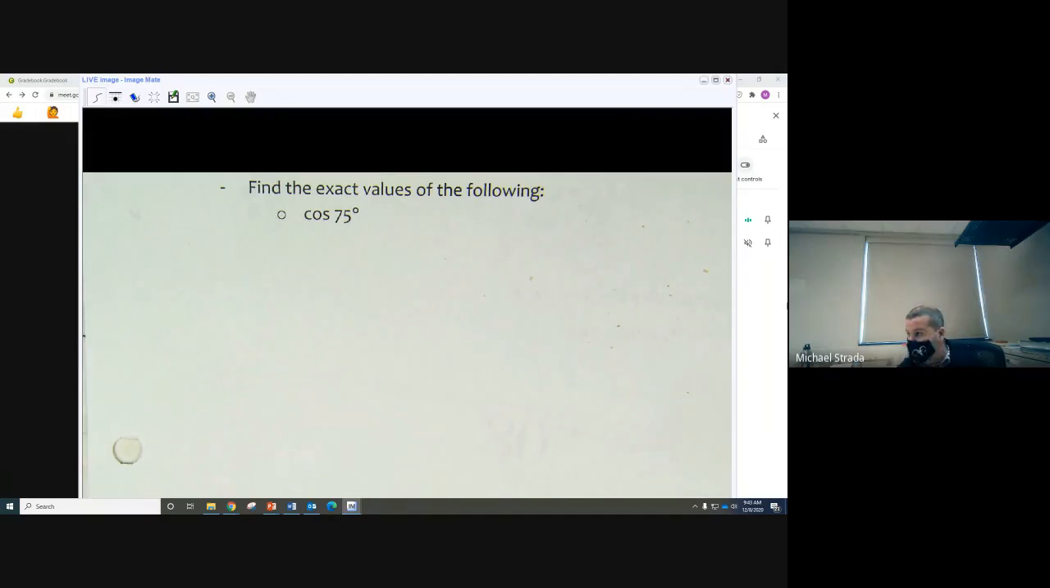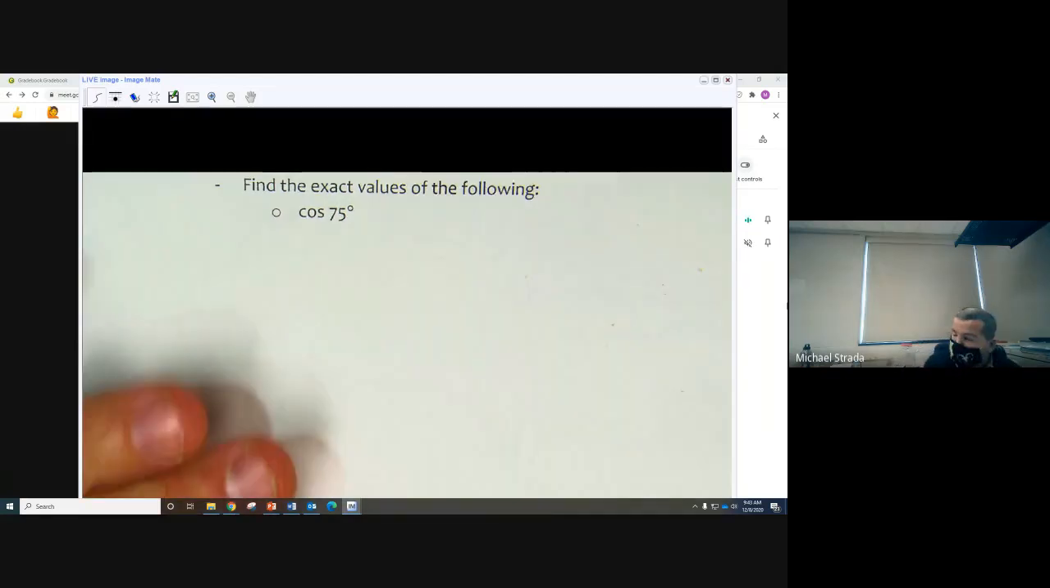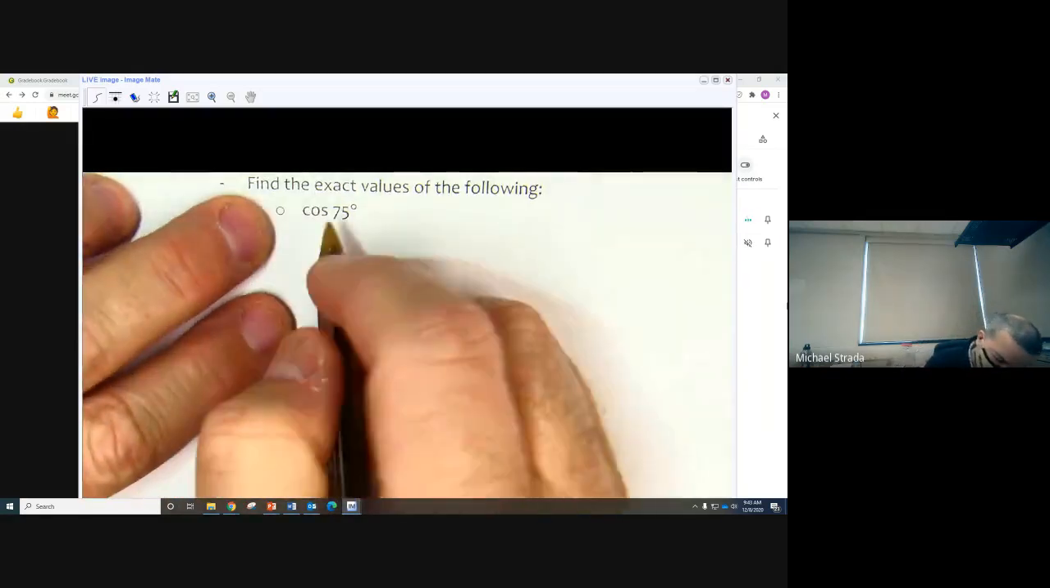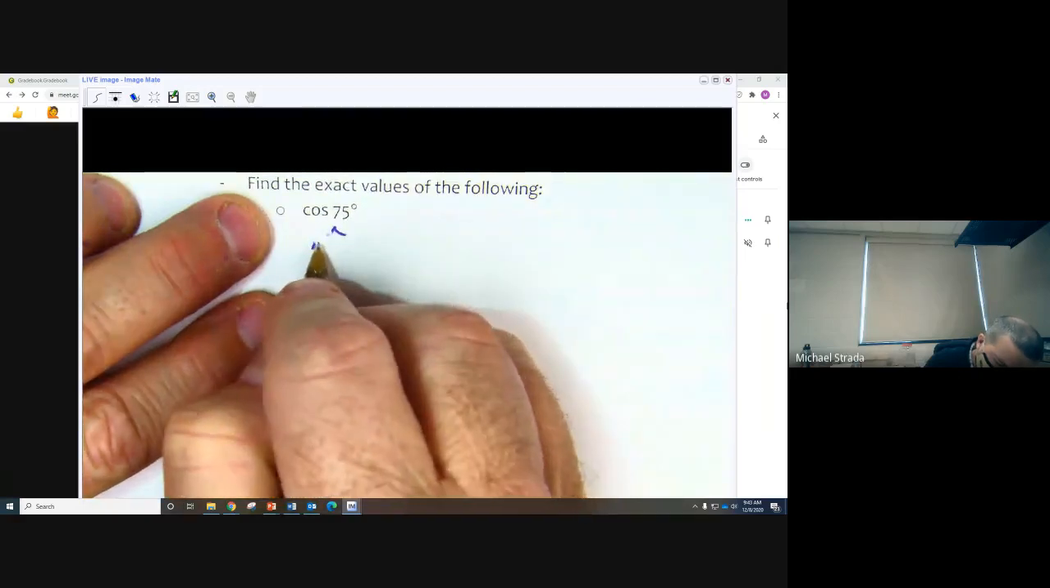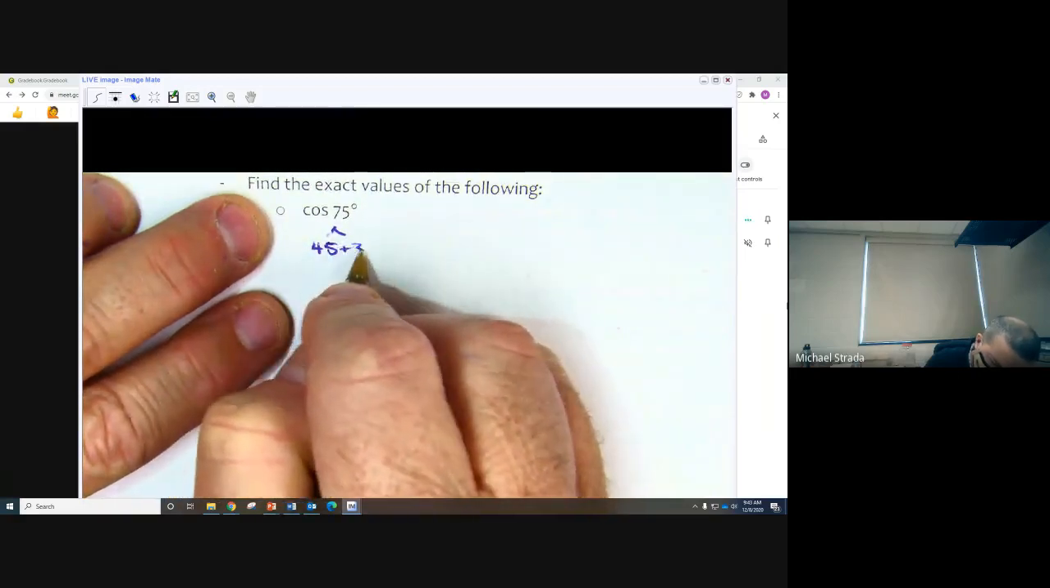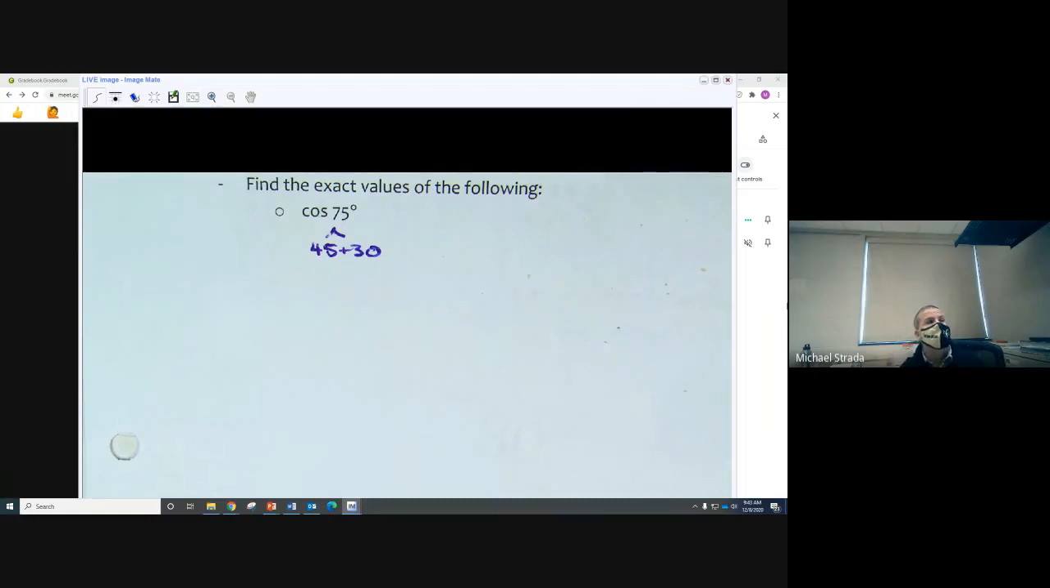Cosine of 75. Now, you have choices, you'll still end up with the same answer. For example, 75 is 45 plus 30. You also could have 120 minus 45. You could have many different answers. You'll end up with the same answer.